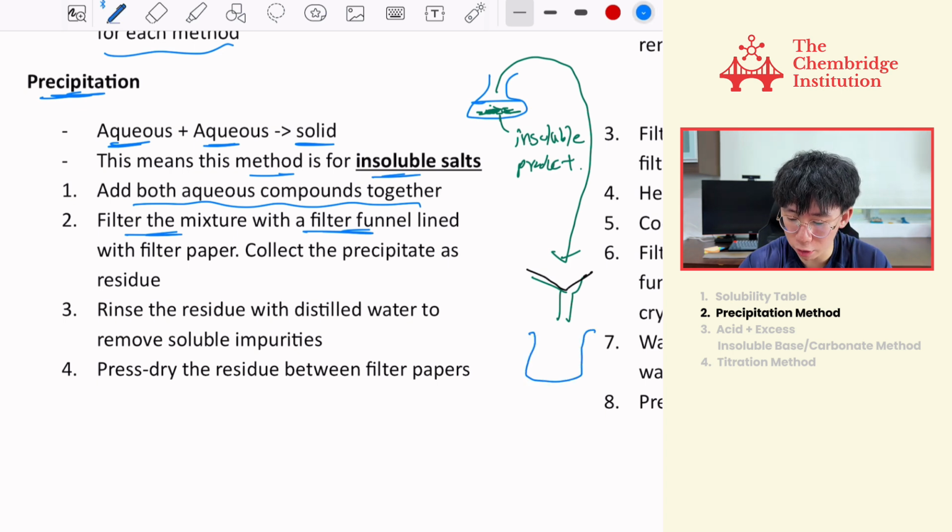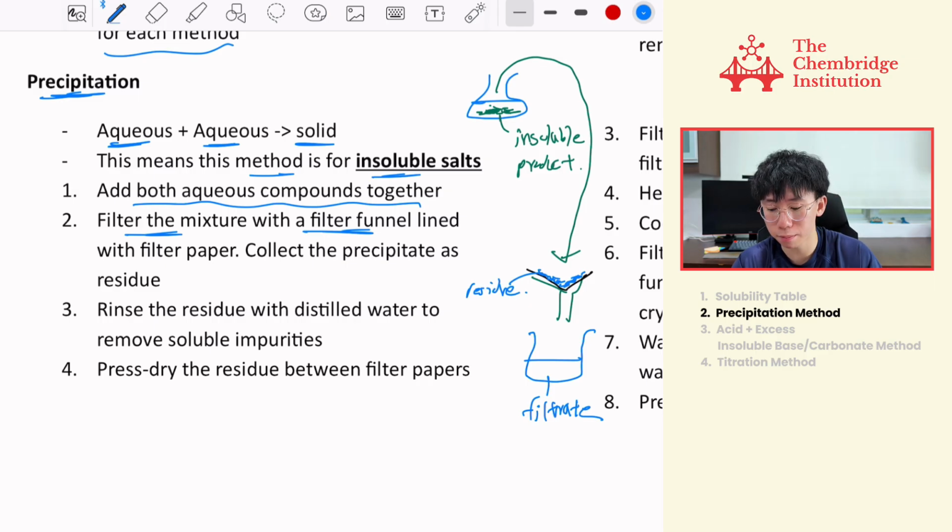When we do that, our insoluble product is going to be called the residue. The residue is what is on top of the filter paper, and whatever drips down here is considered the filtrate. This one we don't need anymore, because we're mainly concerned about collecting the insoluble product.